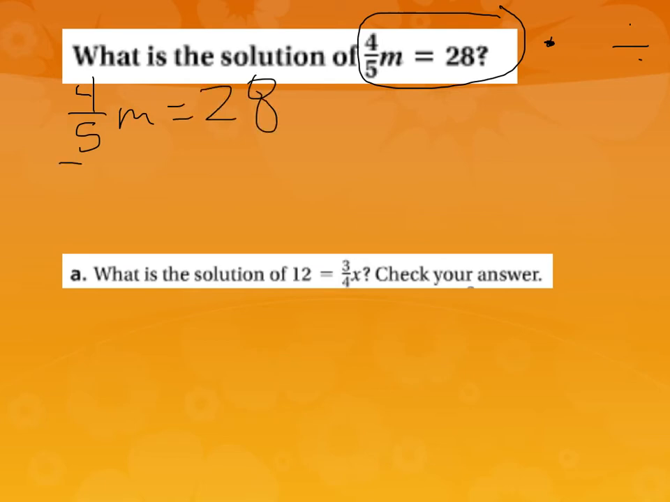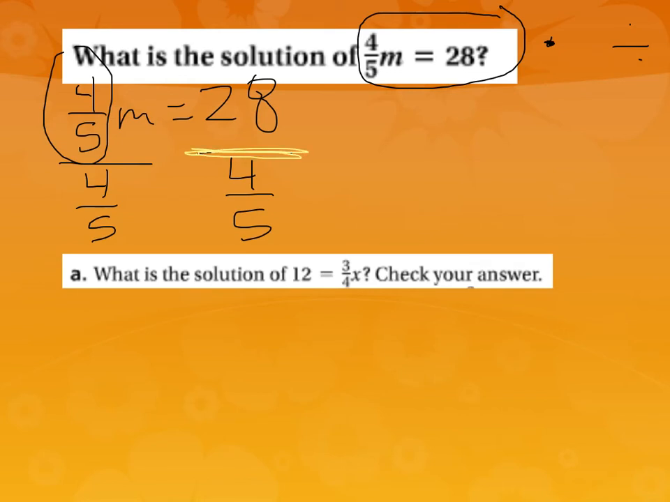So I want to divide on both sides of my equation. And I'm going to divide by whatever number is in front. So I'm going to divide by 4/5. Now this is where what we've done in class should help you. Dividing by a fraction is the same thing as multiplying by its, that's right, reciprocal. So I'm going to multiply by 5/4, and I'm going to simplify before I multiply.